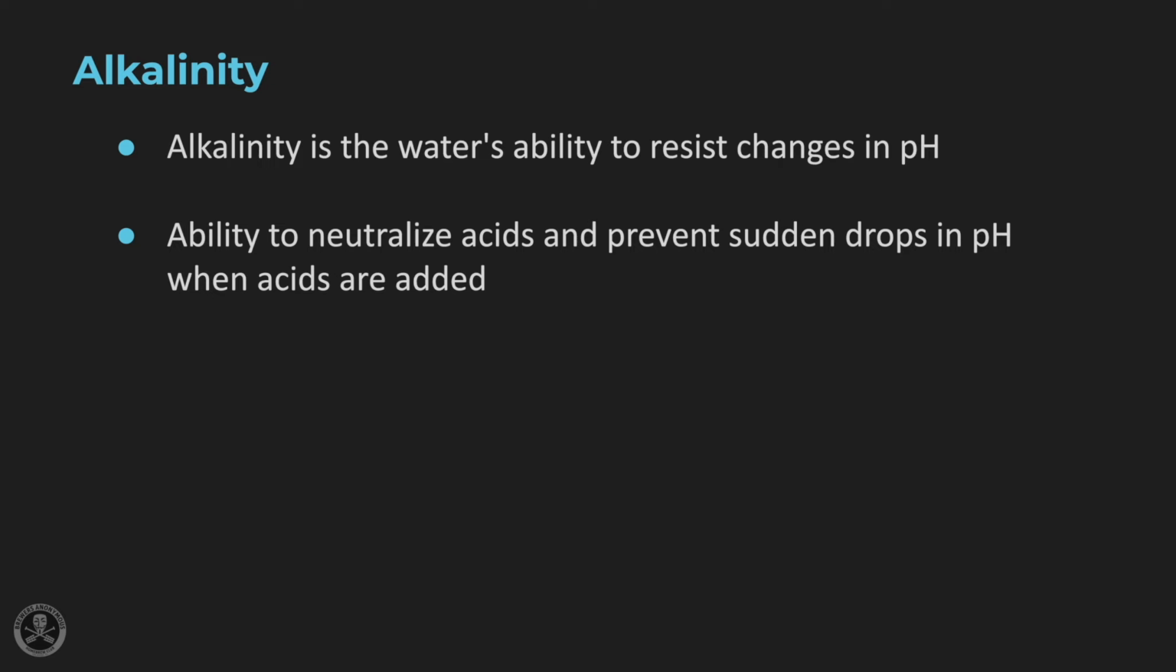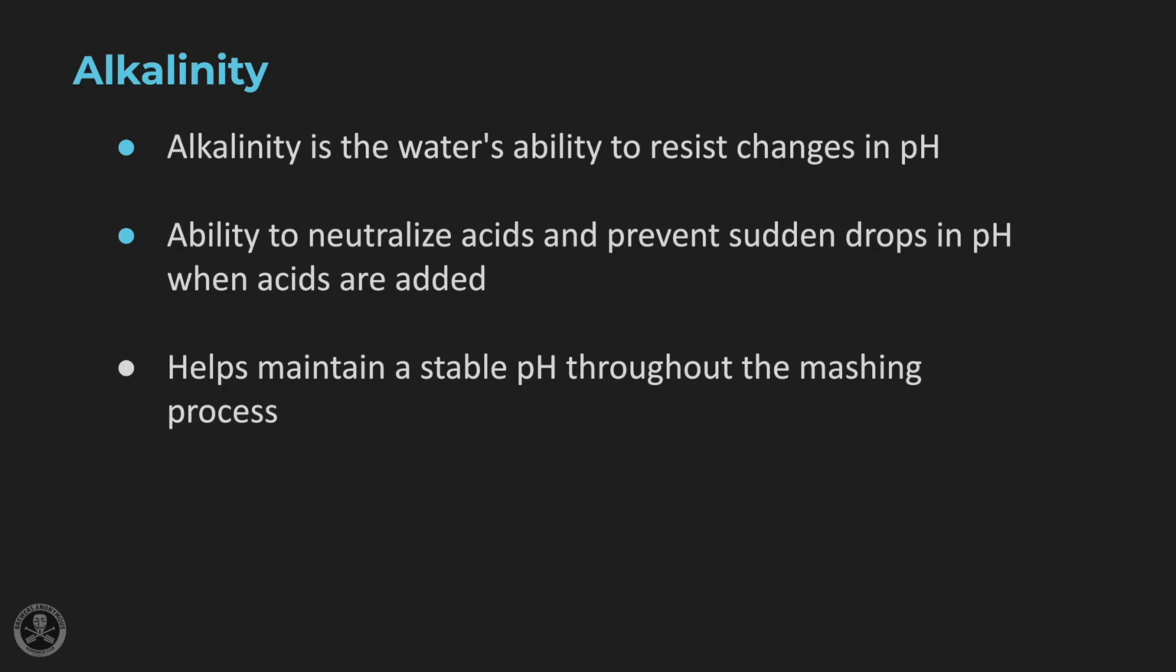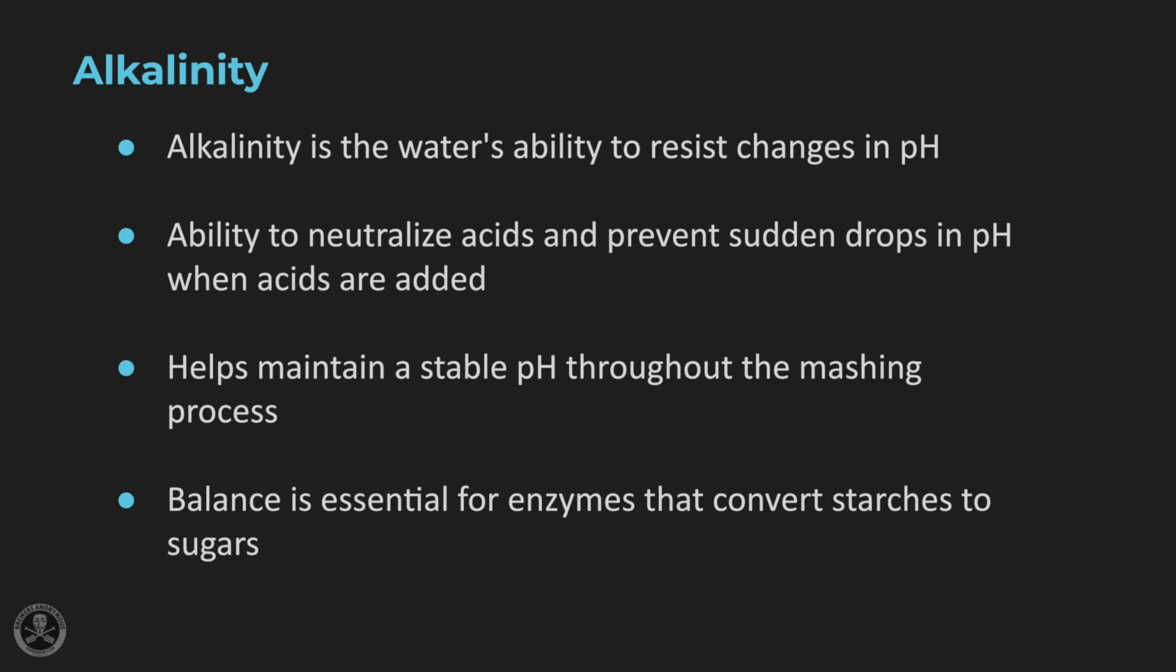Well, this buffering capacity is incredibly important to brewing because it helps maintain a stable pH throughout the mashing process. Now, without getting too far ahead in the course material, I will point out that we will want a very specific pH range when we do our mash. Without sufficient alkalinity, that pH could drop too low. Moreover, maintaining that proper pH level is extremely important for the enzymes that are essential for converting starches into sugars, which is the entire purpose and goal of our mash.